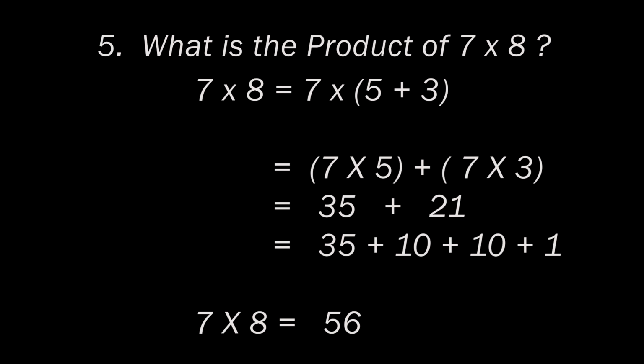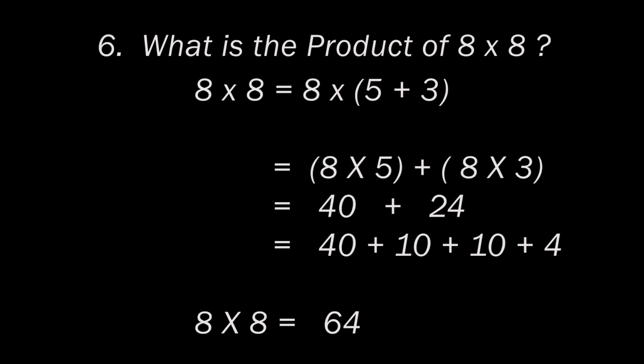Now you just solve. 7 times 5 equals 35 plus 7 times 3 equals 21. Now add, we change the 21 to 10 plus 1. So let's just add the 10s together. 35 plus 10 is 45 plus 10 is 55 plus 1 is 56. Therefore, 7 times 8 equals 56.